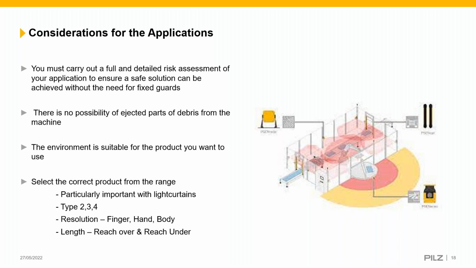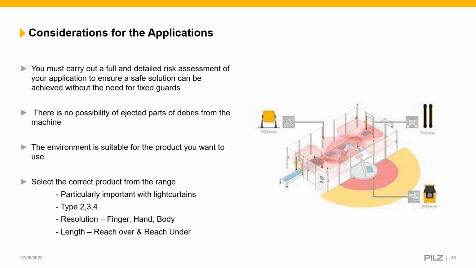And you've also got to make sure that you select the correct product from the range. This is particularly important with light curtains because there's quite a variety. So we said earlier they are classified by type in 61496. So once you've done your risk assessment and you're producing your safety concept, you need to understand what your target performance level is, because that will dictate what the minimum requirement of the light curtain will be. So again, type 2 PLC, type 3 PLD, type 4 if you need PLE.